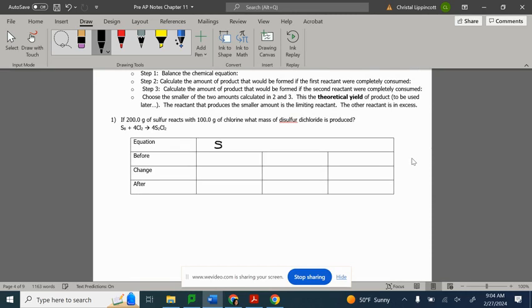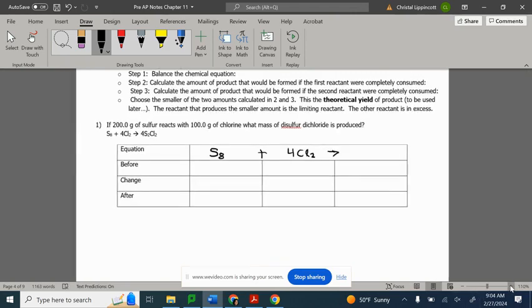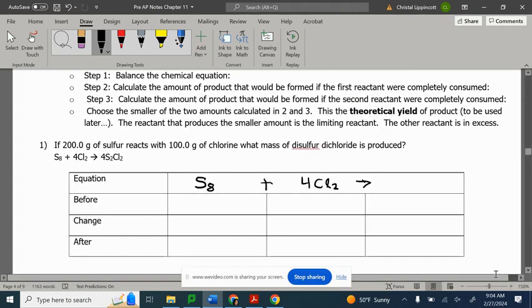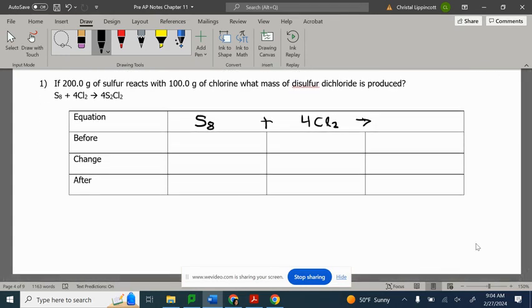Okay. So I've got sulfur. I have 4 chlorines. And that's going to make, I can probably make this a little bigger. Maybe that'll make it easier for you to see. Is that better? Okay. That's going to make, that's a sad looking arrow, 4S2Cl2. Okay. So now we're starting out, instead of one of these being marked excess like you were doing yesterday, we have amounts for both of these. Okay. So we've got to turn both of these into moles.